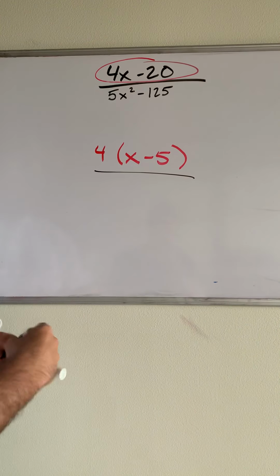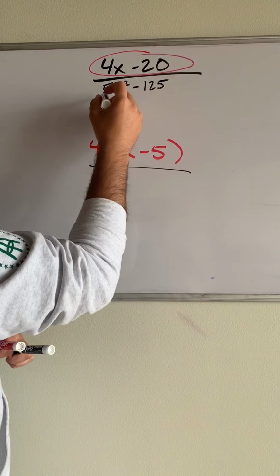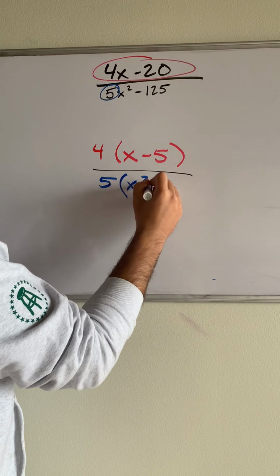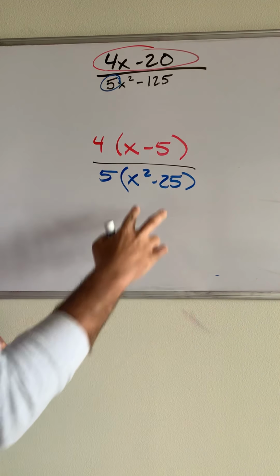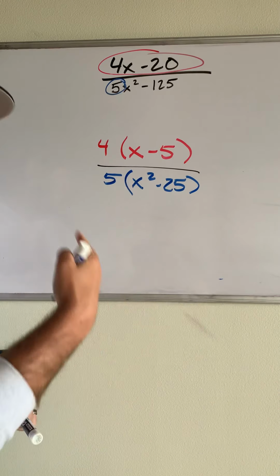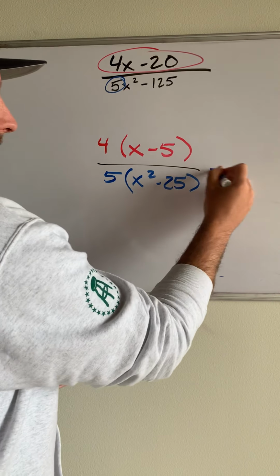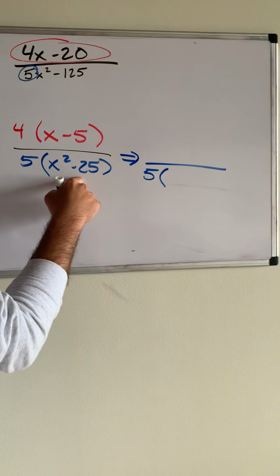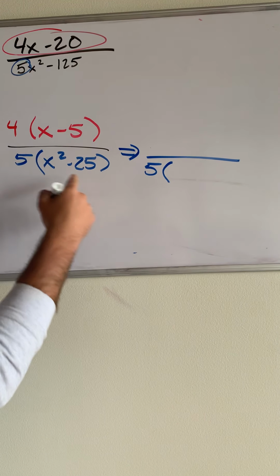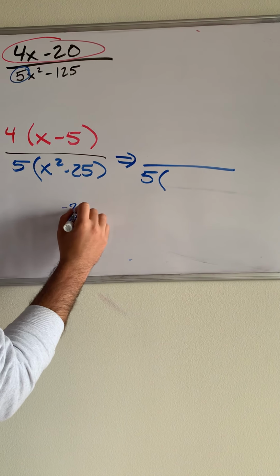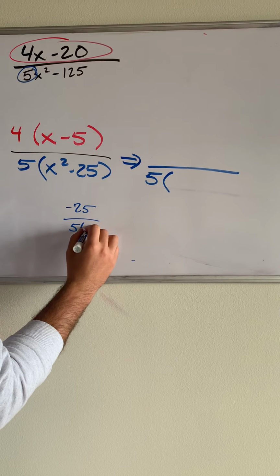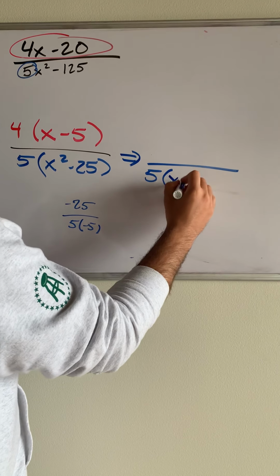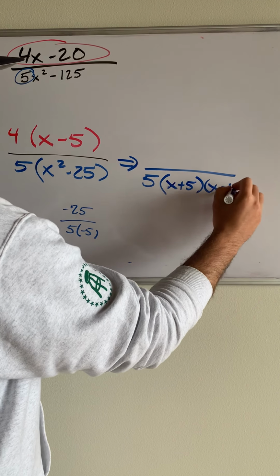On the bottom here, I'm going to pull out my greatest common factor of 5. So I get 5 times x squared minus 25. Oh, well, I can factor that again. So now I got to do more factoring. And this actually becomes 5 times, well, factors of negative 25 that add to 0. That's your difference of squares again. So that'd be a positive 5 and a negative 5, because there are no x's, 0 x's. x plus 5, x minus 5.